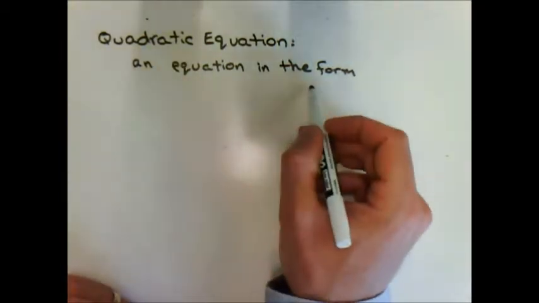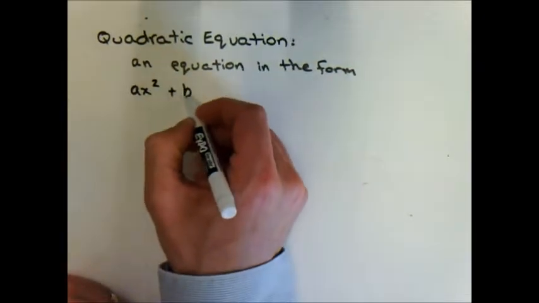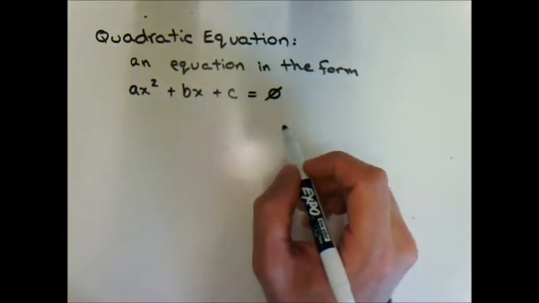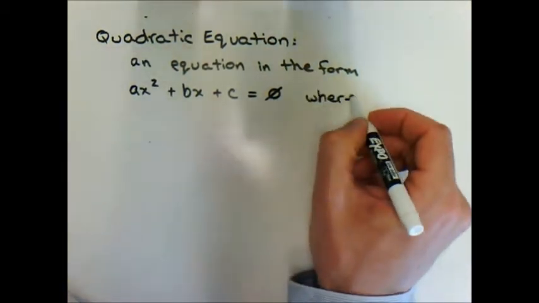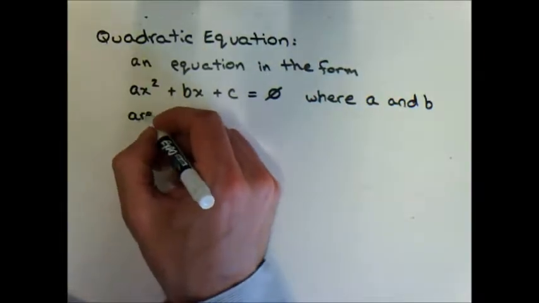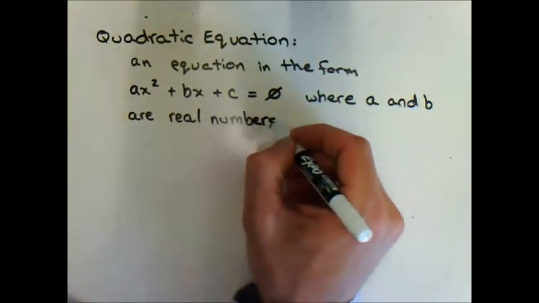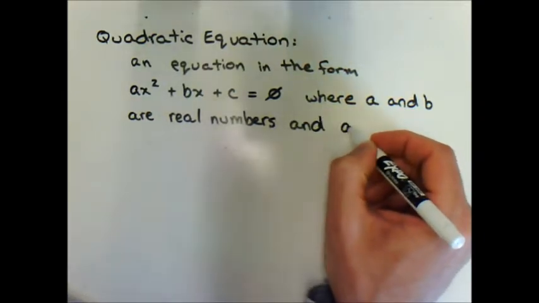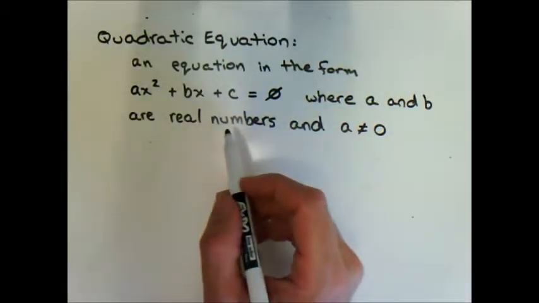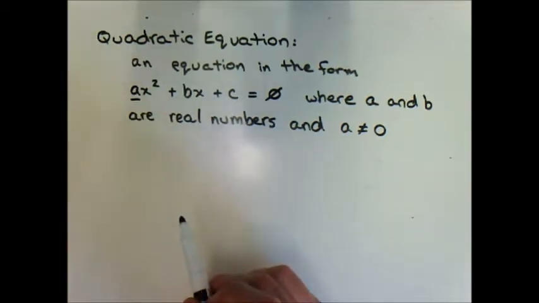An equation in the form ax squared plus bx plus c equals 0, where a and b are real numbers and a cannot equal 0. What would happen in this situation if a equaled 0?